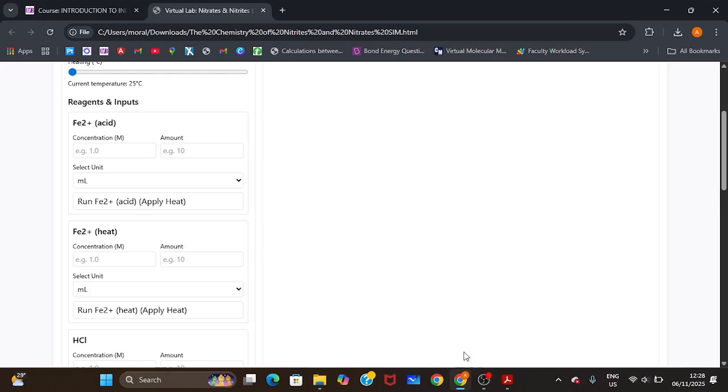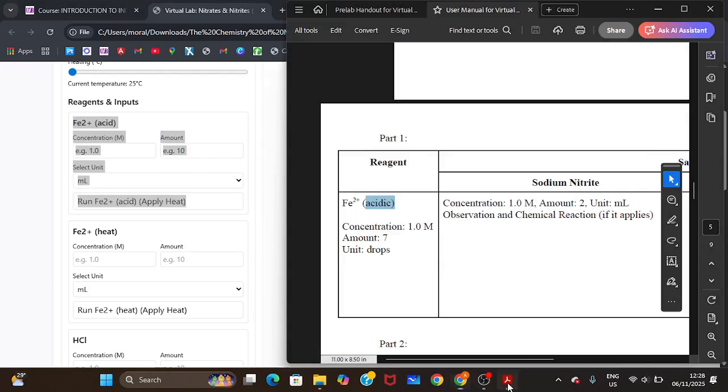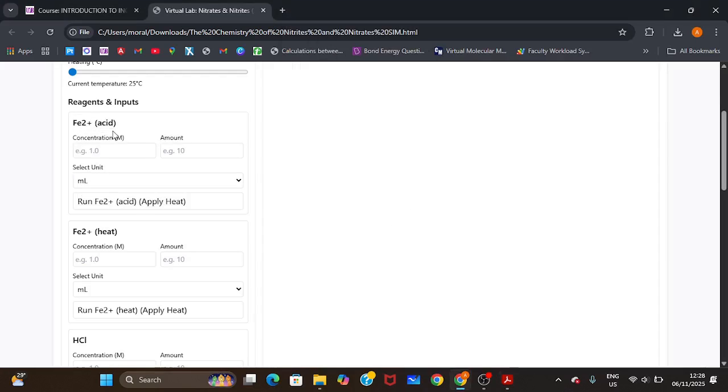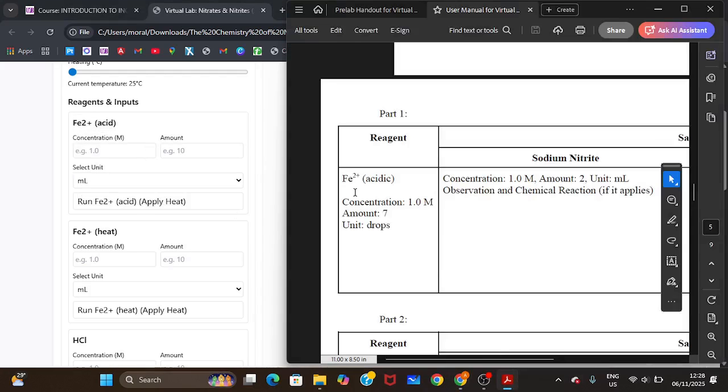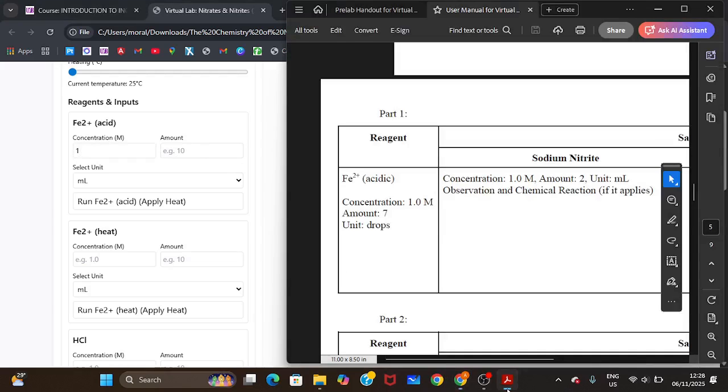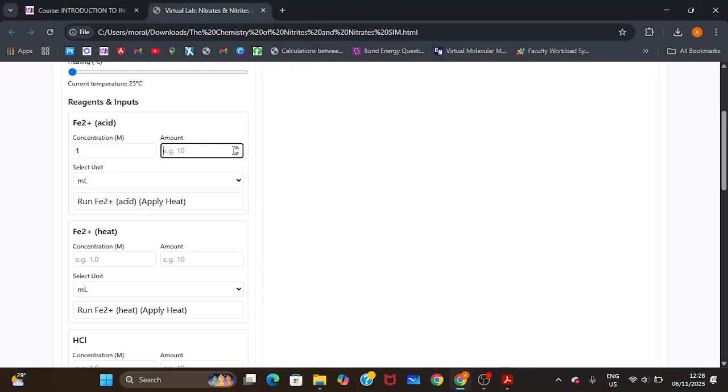Once you've located this particular section, you go to your manual document and look at the different concentrations and the amounts the simulation needs to run with. In this case, for the iron cation ions in an acidic solution, you need your concentration to be 1 molar. So you go ahead and get that in. For the amount, according to our manual, it says 7 drops. So you go here and type in 7.